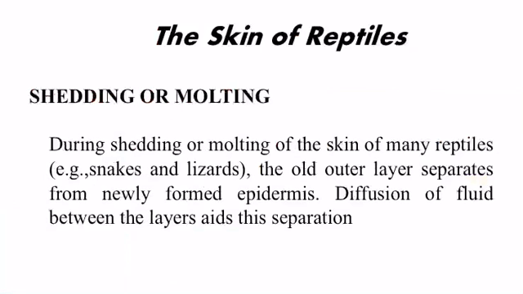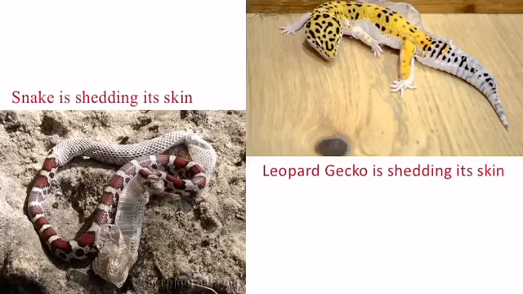However, unlike our skin, a reptile's skin doesn't grow as they grow. Instead, snakes, lizards and other reptiles shed their skin regularly. When their old skin is outgrown, it peels away, leaving behind a reptile-shaped shell. This is a photo of a leopard gecko, and this leopard gecko is shedding its skin. This is a snake, and this snake is shedding its skin.